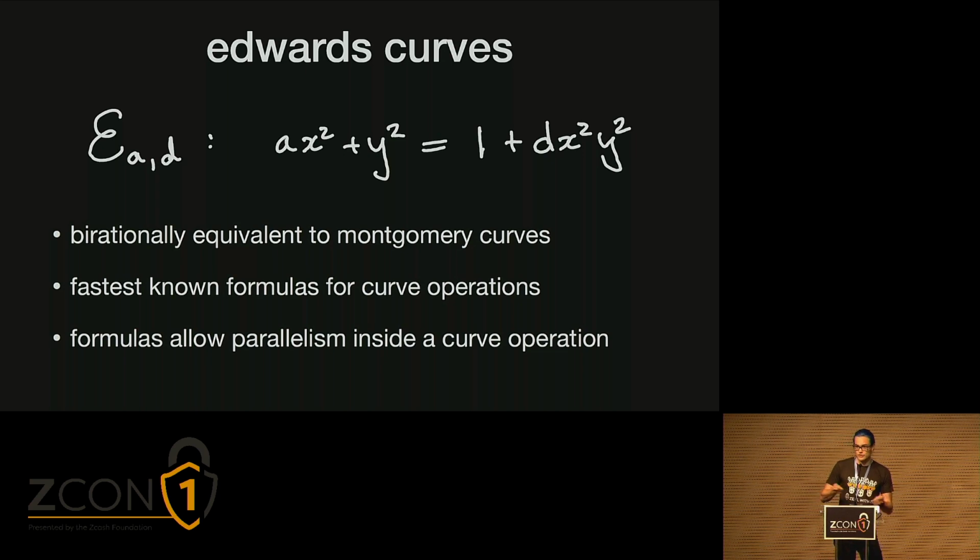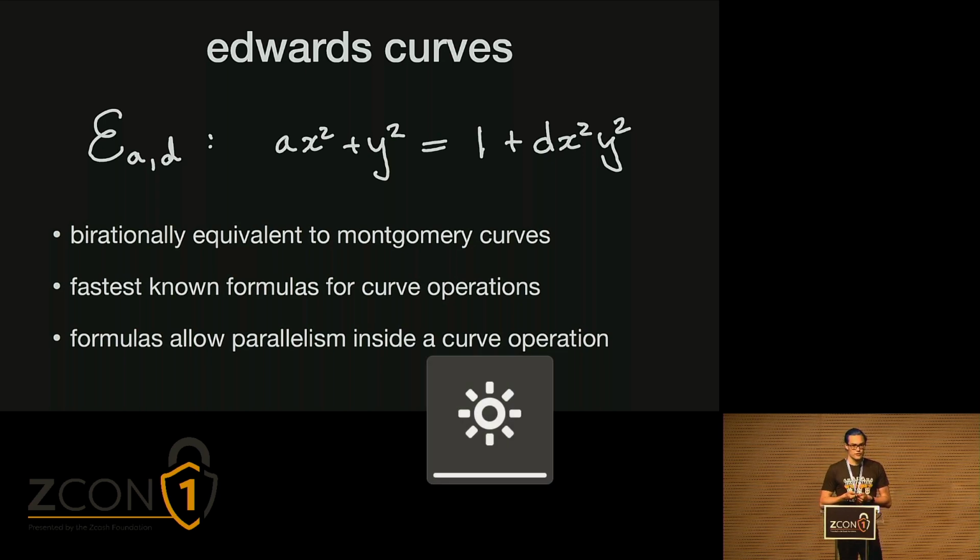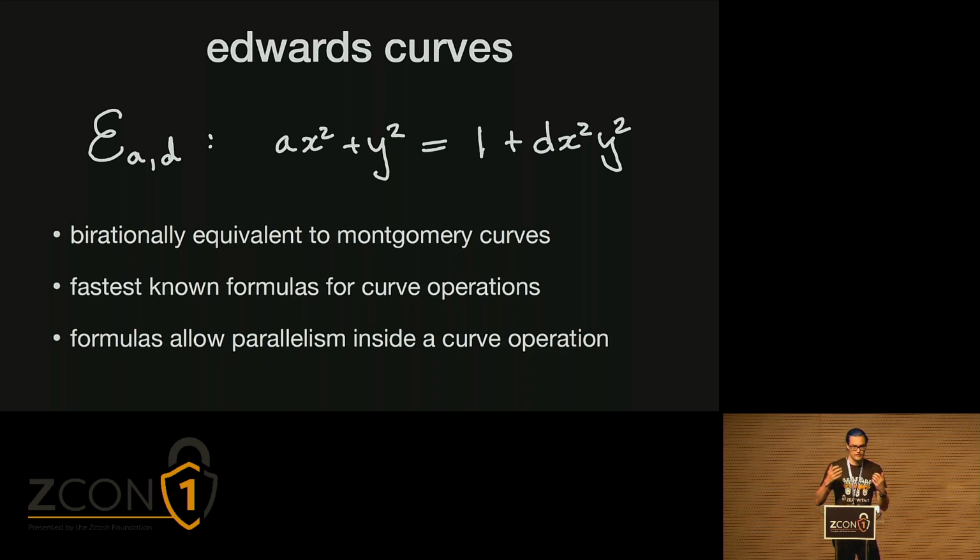That paper also analyzed the idea of what if you could do a single curve operation over multiple processors, which is somewhat impractical, but actually it turns out that you can do that parallelism using vector instructions. So you can have vectorization inside of the curve operation, which makes it actually even faster.